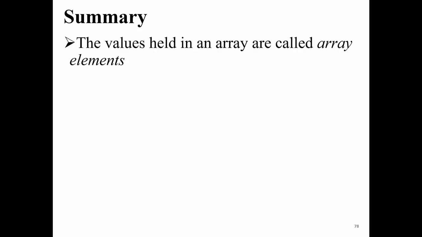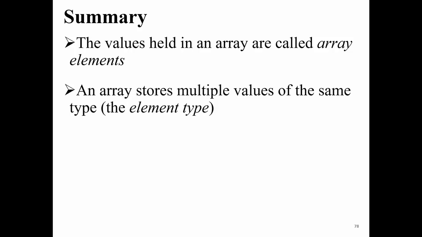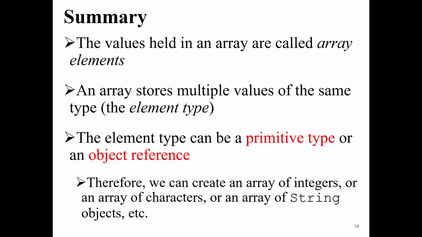Summary: the values held in the array are called elements, and the array stores multiple values of the same data type. So you cannot have an array where element 1 is an integer, element 2 is a double, element 3 is a Boolean, and element 4 is a rectangle. This is not an array. Then you have to go to collections. We're going to cover it later, at the end of the semester. Collections allow you to store multiple objects, but Java already stopped doing this.